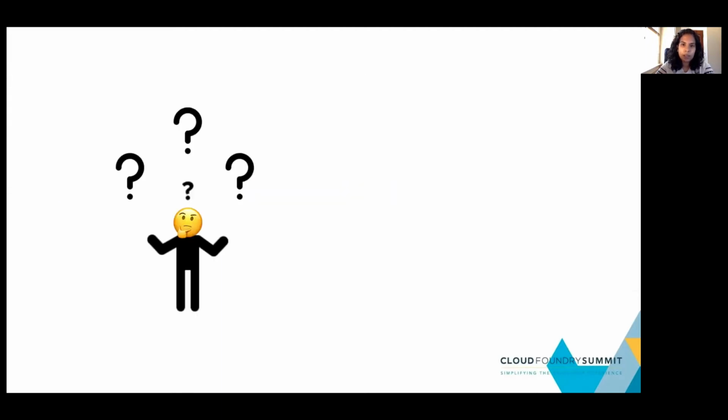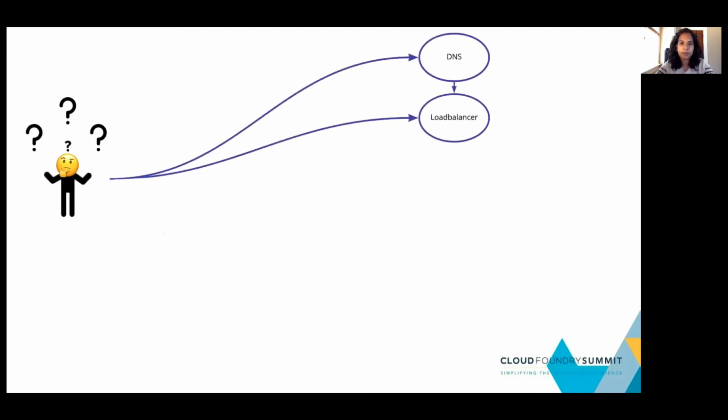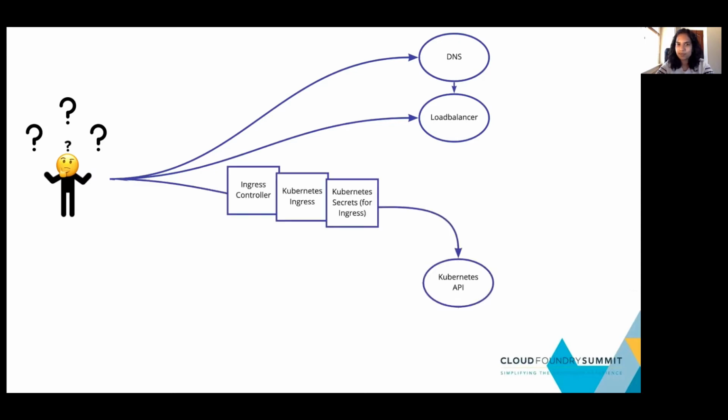You've got a developer, and they want to set up a route to their application. So they figure they'll go configure some DNS and point it to a load balancer. And hey, they realize Kubernetes has got some tooling for this. So they learned they can deploy an ingress controller and some Kubernetes ingress objects to set up the route host. And in order to have encrypted traffic from clients to their ingress router, they've got to add some Kubernetes secrets.